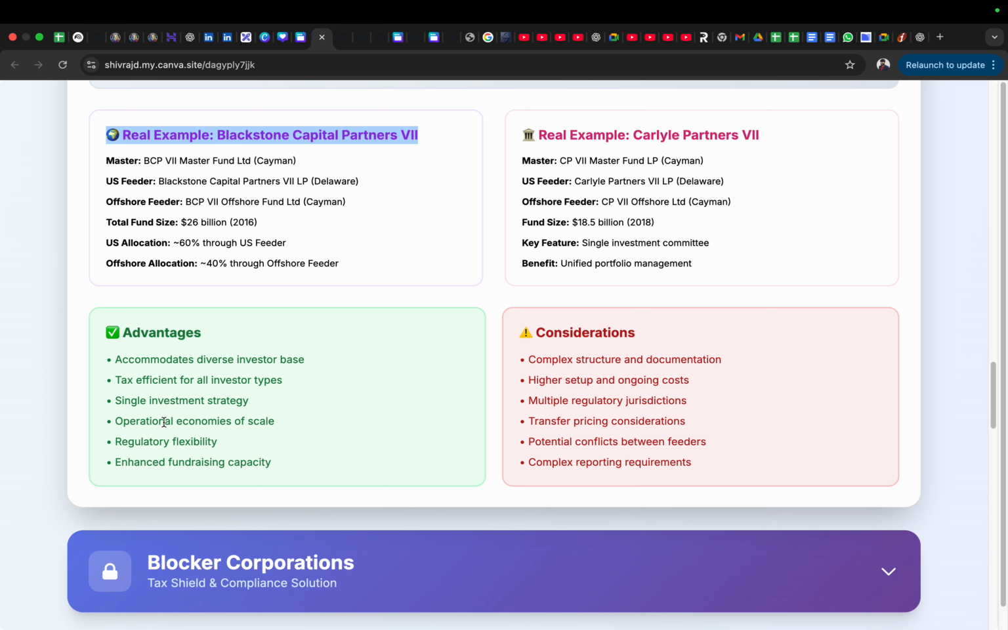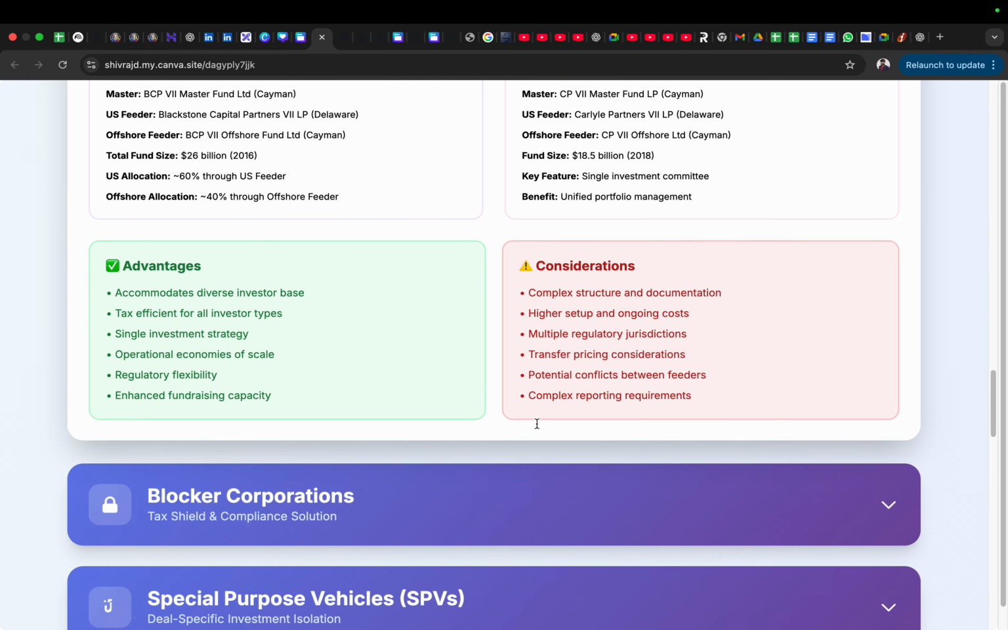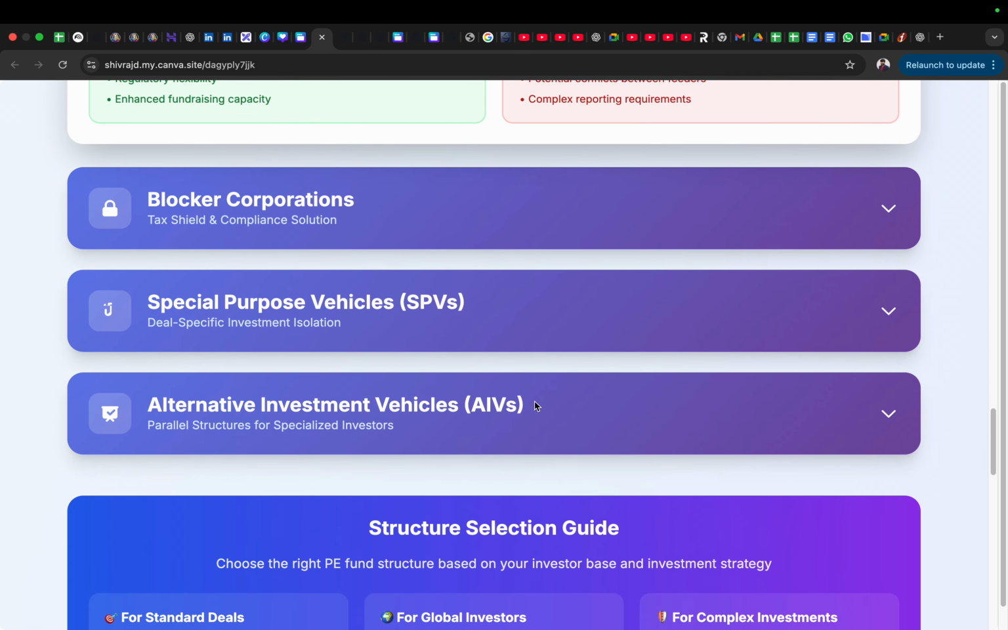It's good for a single investment strategy, operational economies of scale, regulatory flexibility, and enhanced fundraising capacity. These are the benefits. If we talk about considerations, it is a complex structure, and the documentation would be a little complex. Higher setup cost or ongoing cost is needed, multiple regulatory jurisdictions, transfer pricing considerations are also needed, potential conflicts between feeders, and complex reporting requirements.